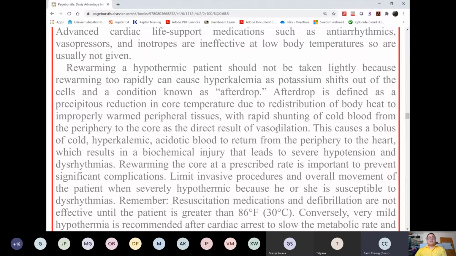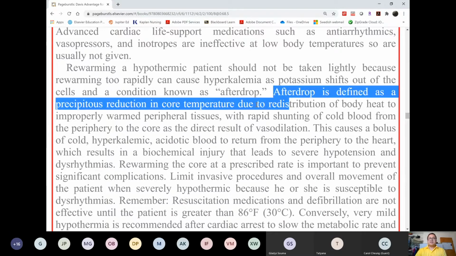Here, another principle for rewarming technique is the after drop. Can someone please read what is after drop? Thank you, Miss Vangelica.